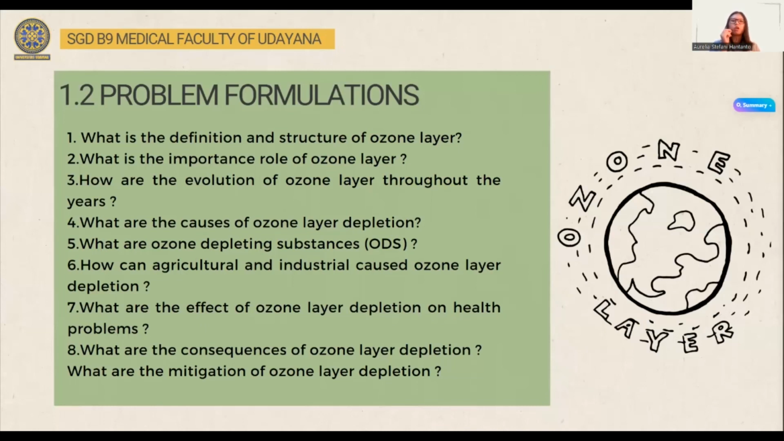Now I will explain about the problem formulation of our student project. First, what is the definition and structure of the ozone layer? What is the important role of the ozone layer? How has the ozone layer evolved throughout the years? What are the causes of ozone layer depletion? What are ozone depleting substances? How can agricultural and industrial activities cause ozone layer depletion? What are the effects of ozone layer depletion on health problems? What are the consequences of ozone layer depletion? And what are the mitigations of ozone layer depletion?